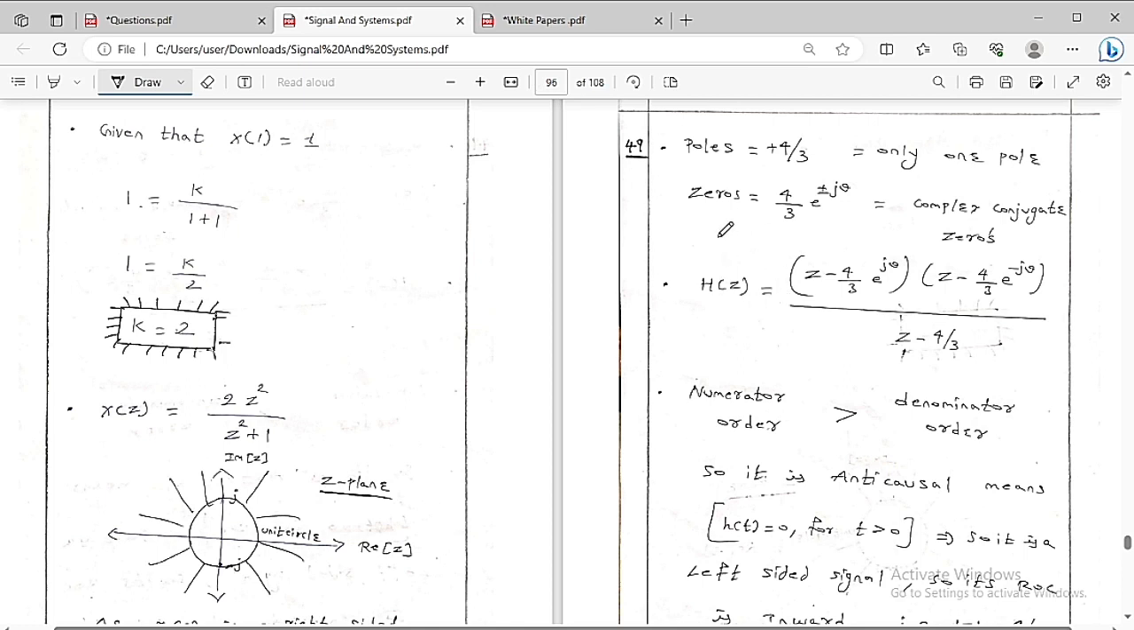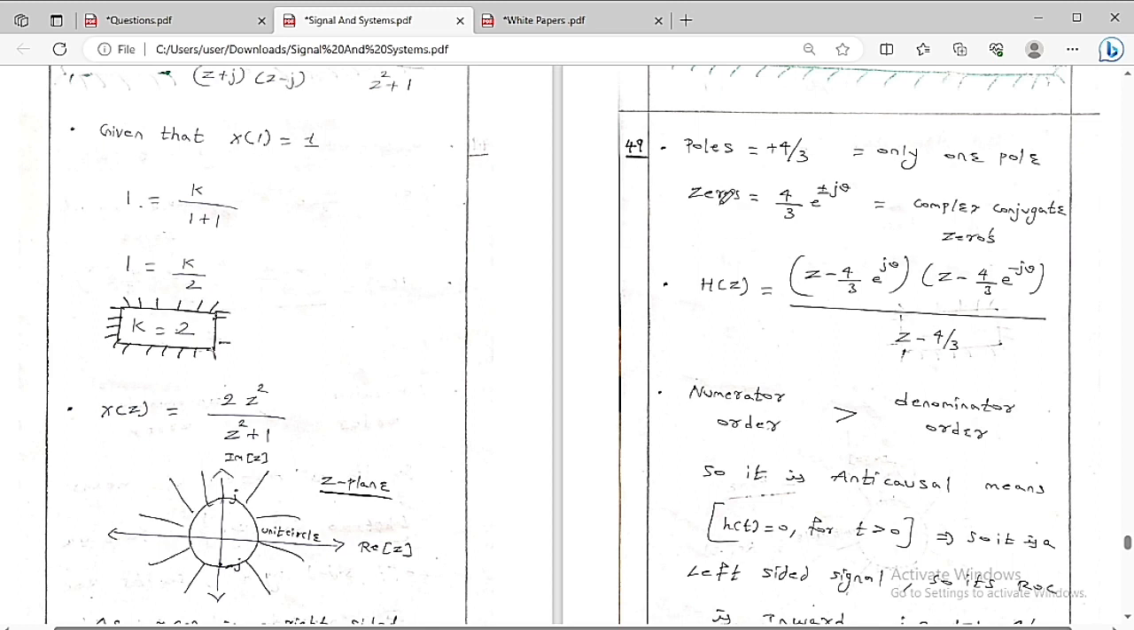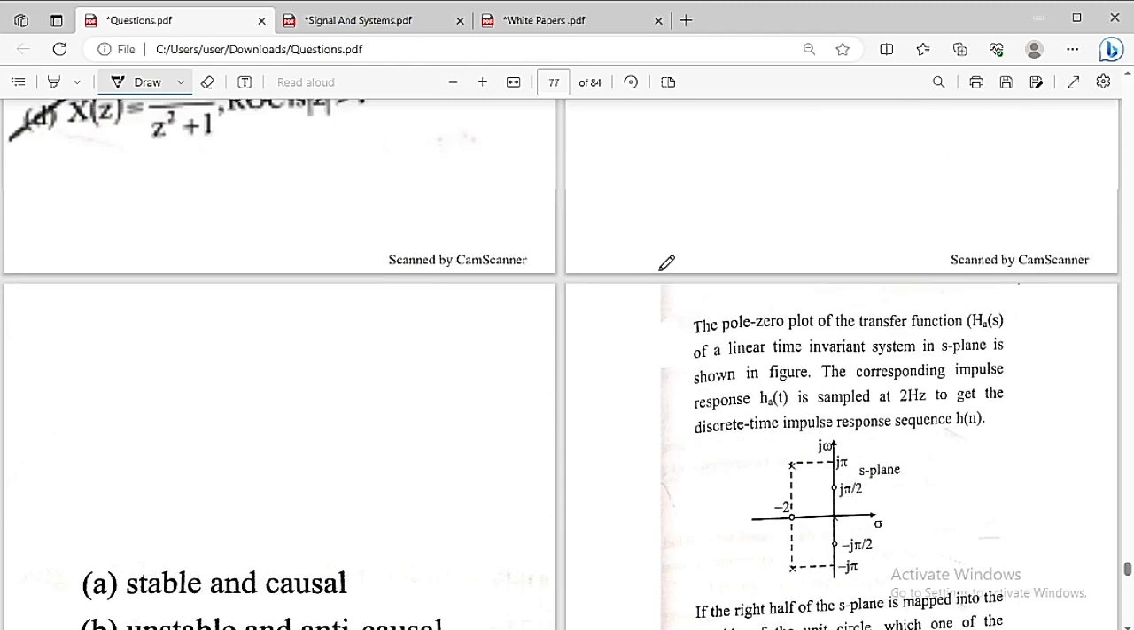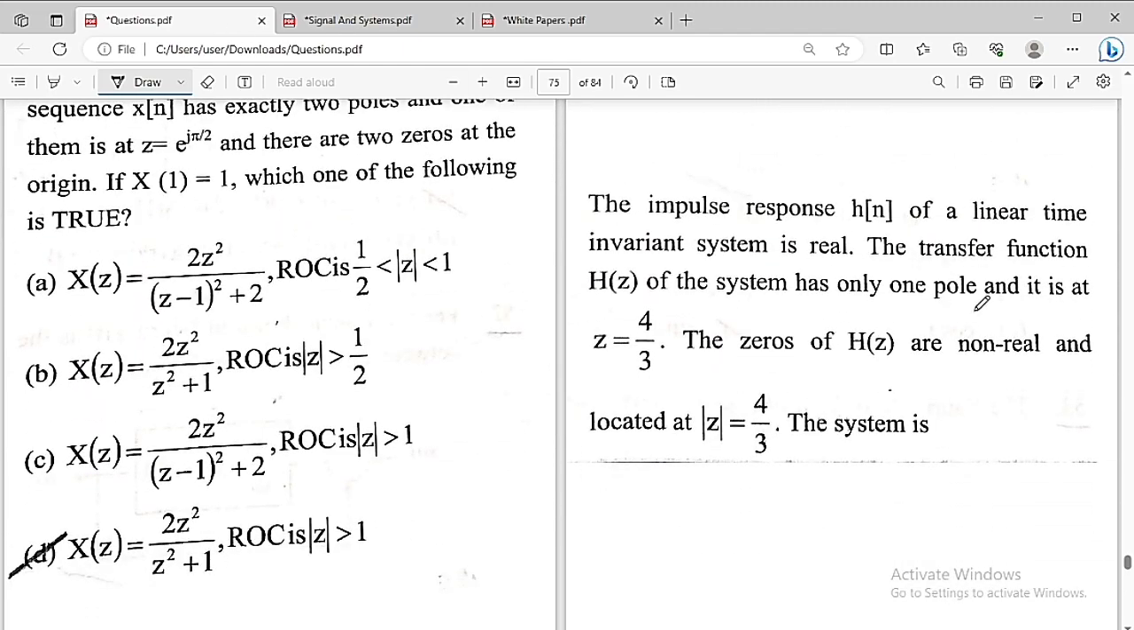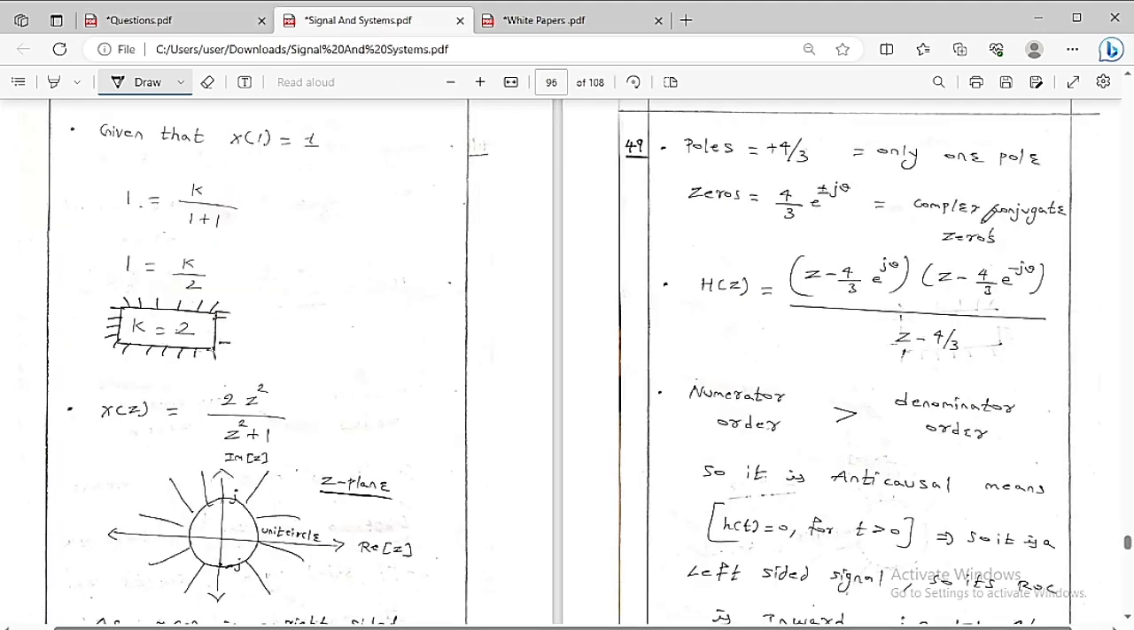Basically, for the impulse response they have given that there is only one pole. This is a real pole, which is present at z is equal to 4 by 3. So only one pole is present at z is equal to 4 by 3. This pole is equal to plus 4 by 3.